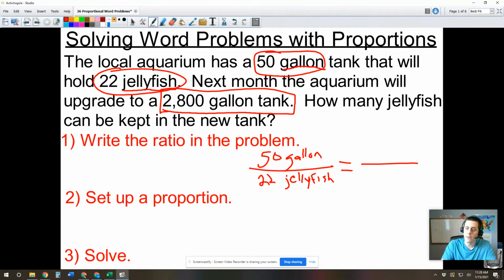Well, I know I'm going to use that number in my second ratio, but this is the part you need to be very careful with. Will that 2,800 go on the top of our second ratio or on the bottom? And here's where the importance of labeling comes in.